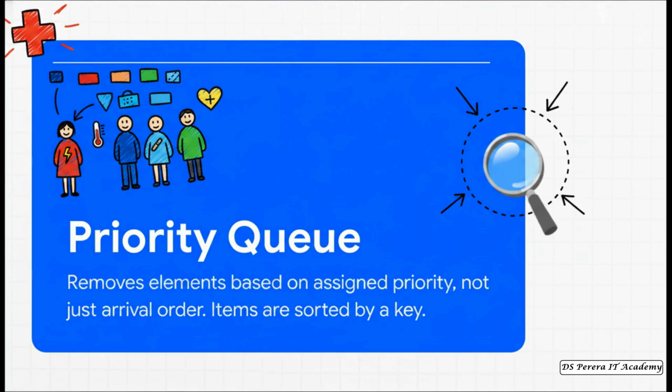Next up is a really interesting one, the priority queue. This one actually breaks the fundamental FIFO rule we've been talking about. With a priority queue, items are removed based on a priority that you assign to them, not just the order they arrived in. The rule is simple. The item with the highest priority always gets to come out first. The absolute best real-world analogy for this is a hospital emergency room, right? Patients are treated based on how severe their injury is, not just on who walked through the door first.